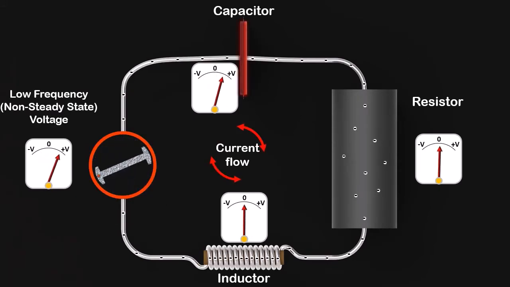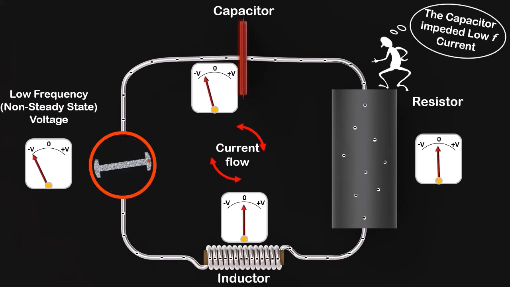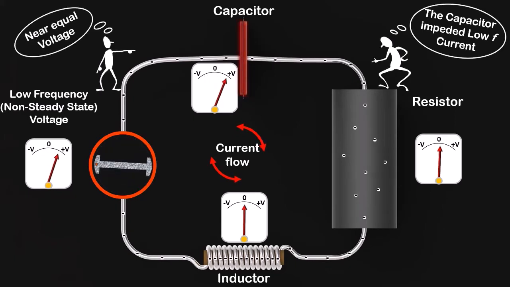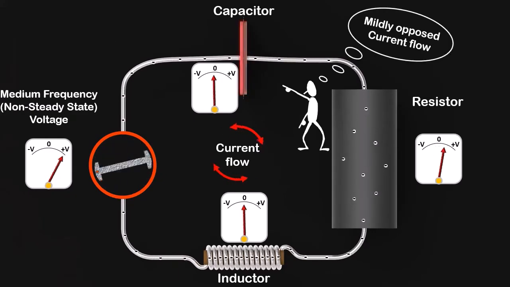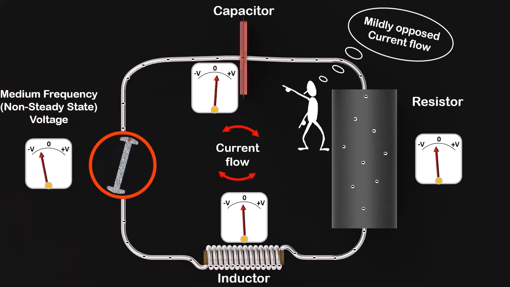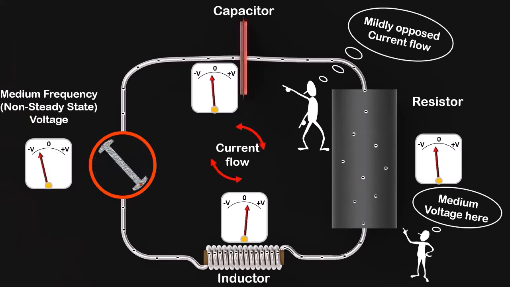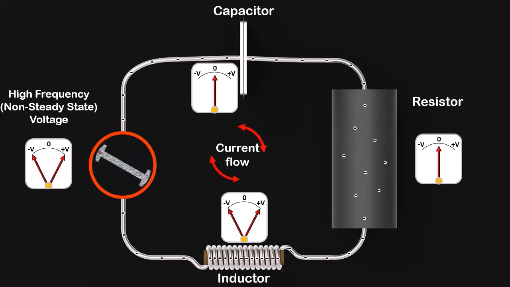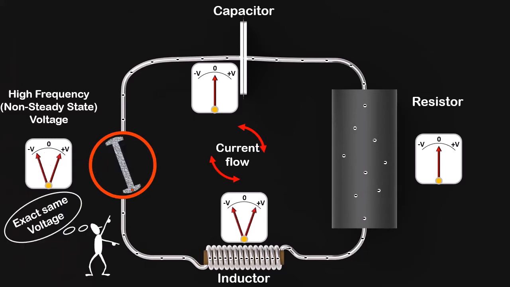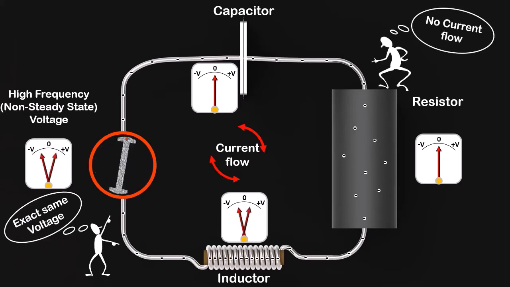When we transition to the low frequency non-steady state voltage, the capacitor impedes current and dominates the circuit by building up a voltage near equal to the supply voltage. Increasing to the medium frequency shows that both the capacitor and the inductor have mildly opposed current flow, leaving enough current to establish a medium voltage on the resistor. And when we transition to the high frequency, we see that our inductor is dominating the circuit. It establishes an opposition voltage identical to the source voltage that effectively blocked all current.